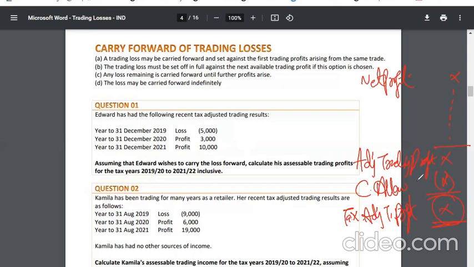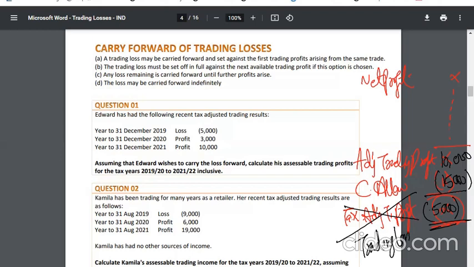But when a trading loss arises, things are different. How does a trading loss arise, just look at it. I wrote 10,000 here. Just assume my capital allowance comes to 15,000. So the answer will be negative 5,000, right? If the answer is negative, it will not be tax adjusted trading profit. It will be known as trading loss.